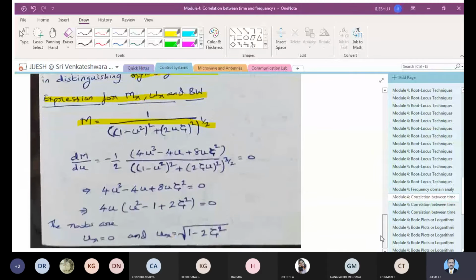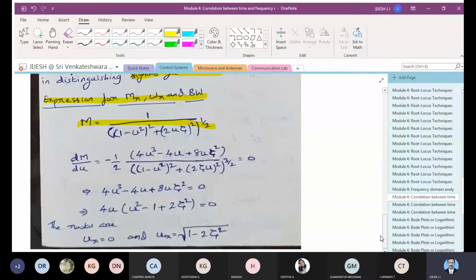So we take this expression for M, that is 1 by 1 minus u square whole square plus 2u zeta whole square, everything in root. When you take the differentiation dM by du, you just differentiate the equation for M, which we studied in the previous class. All of you know the differentiation, so you can try doing it. So you will get dM by du.